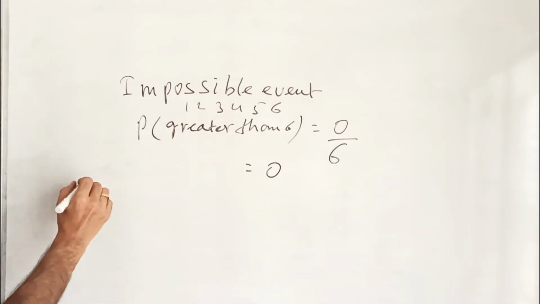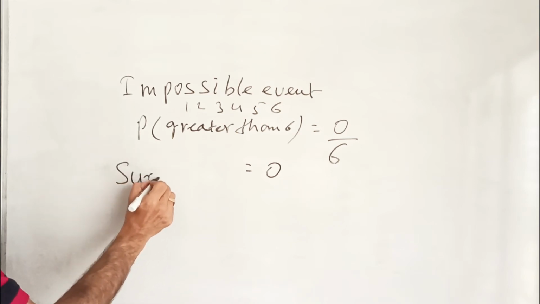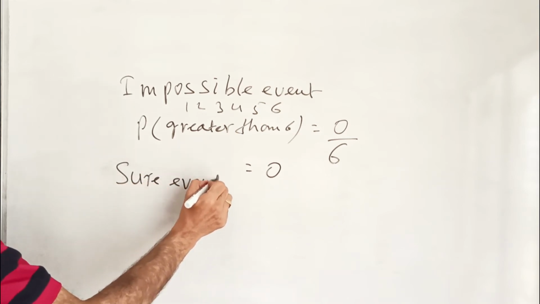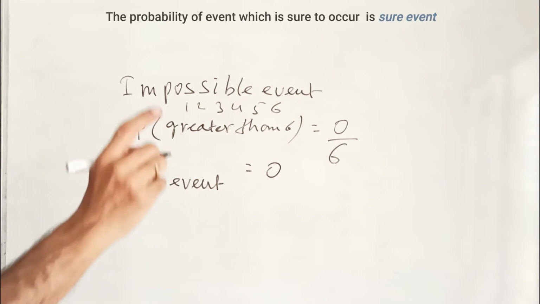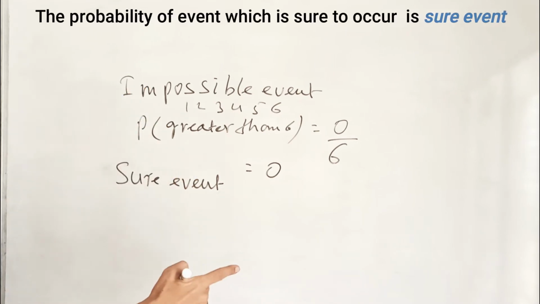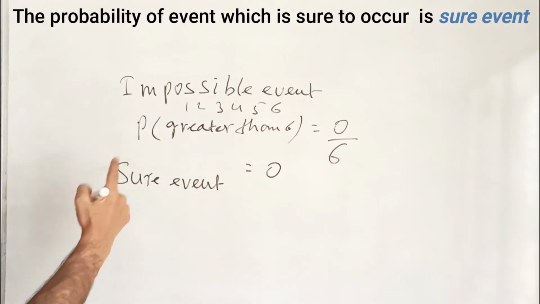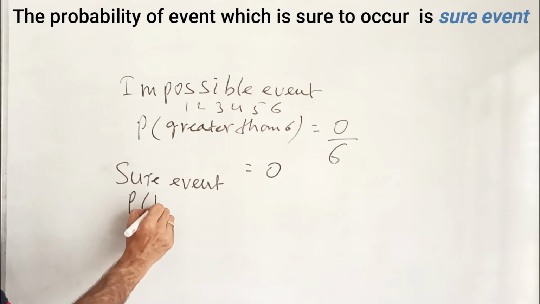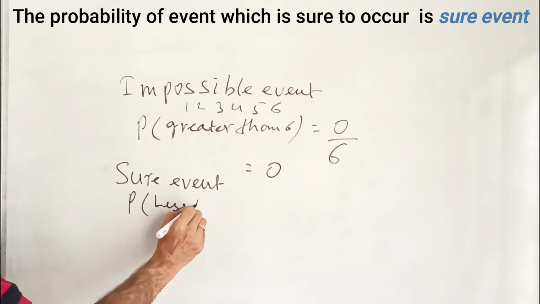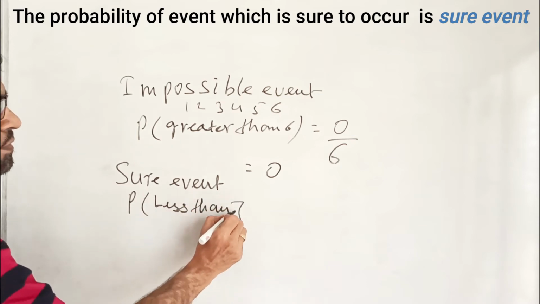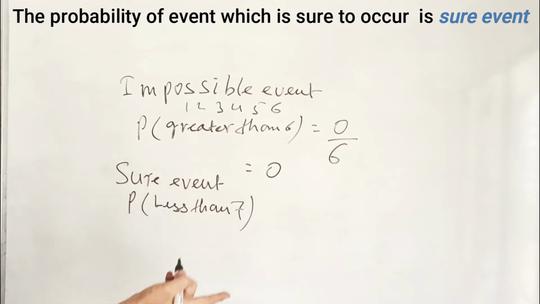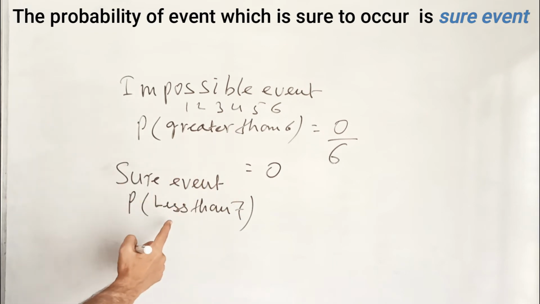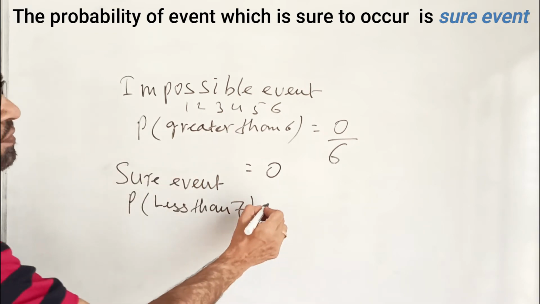The next important basic term is sure event. Sure event means the probability of an event that's sure to occur. For example, probability of the event: the number less than 7. The probability of number less than 7. So what will be the favorable outcome?